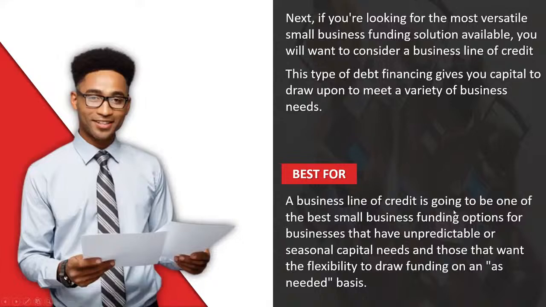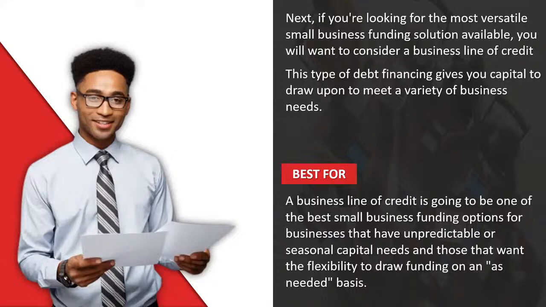A business line of credit is going to be one of the best small business funding options for businesses that have unpredictable or seasonal capital needs, and those that want flexibility to draw funding on an as-needed basis. With a loan, you're borrowing $100,000 over a certain period of time, making payments. With a business line of credit, you're getting access to a certain amount of money.